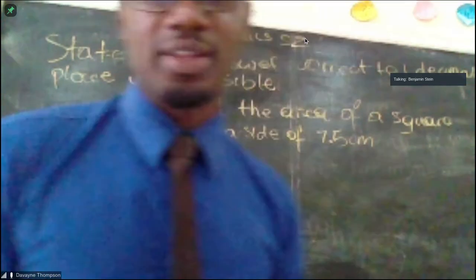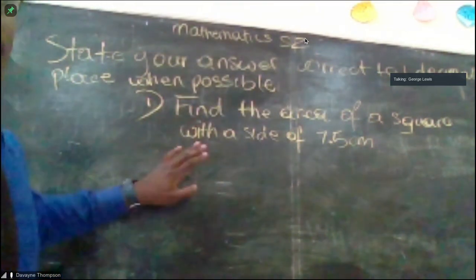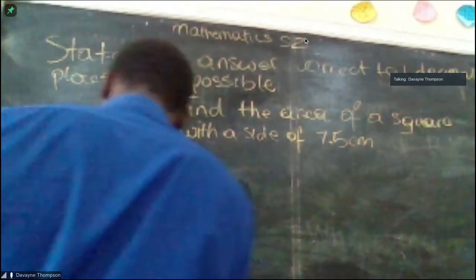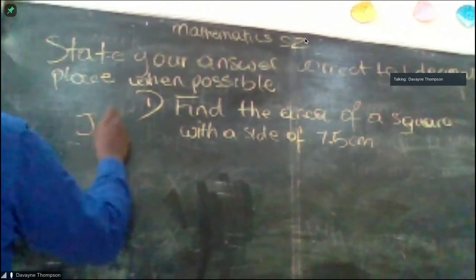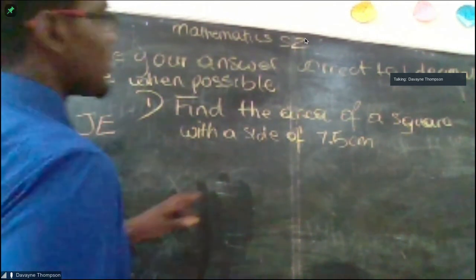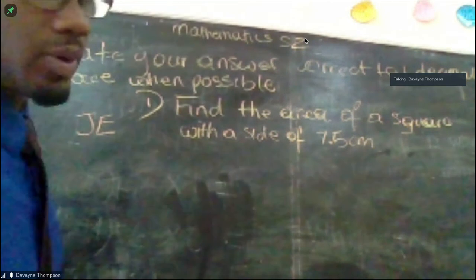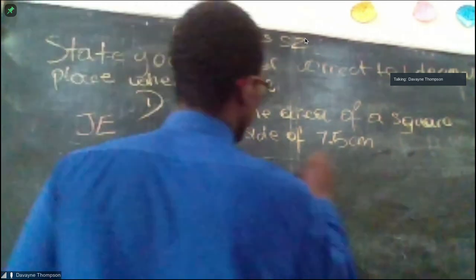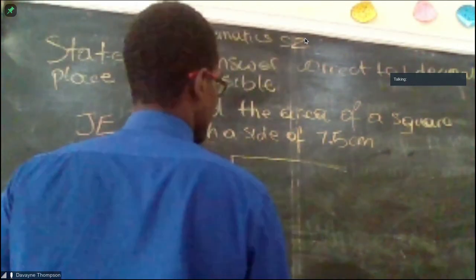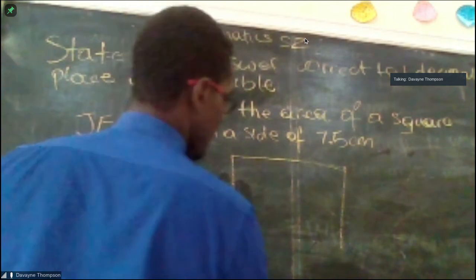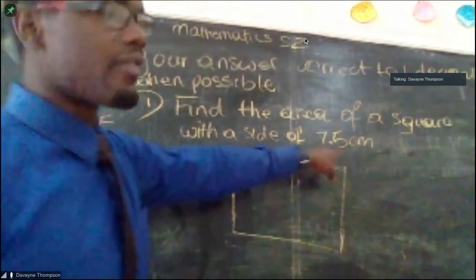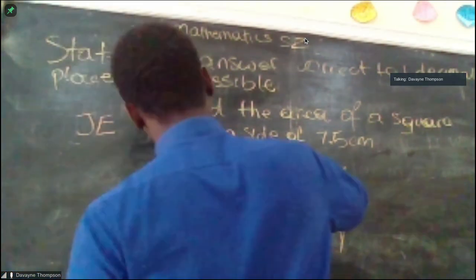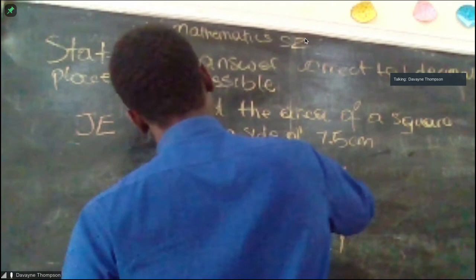Jude. Jude, are you there? Yes, sir. Right, this question is yours. Let me write your name right beside it. J.E. stands for Jude Edwards. Okay, so what I want you to first do, sketch a square for me. Sketch a square, and I'm going to label one side. We're going to label one side with 7.5 centimeters. So let's say this side is 7.5 centimeters.